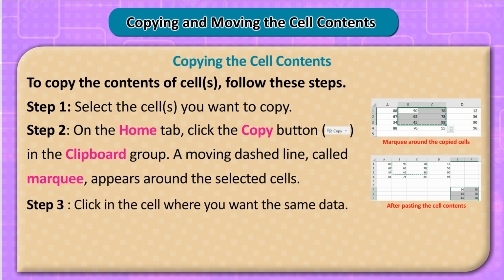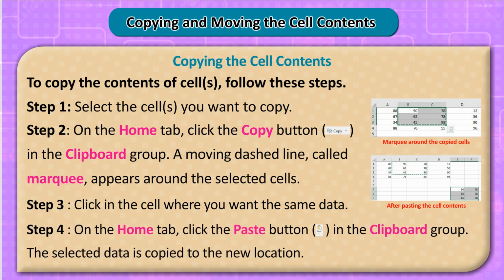Step 3. Click in the cell where you want the same data. Step 4. On the Home tab, click the Paste button in the Clipboard group. The selected data is copied to the new location.